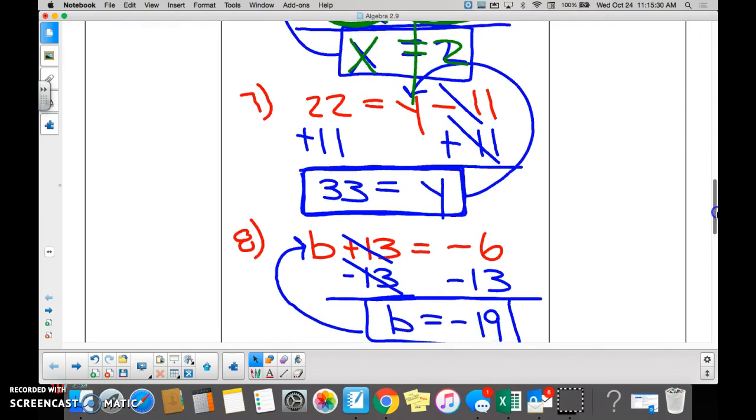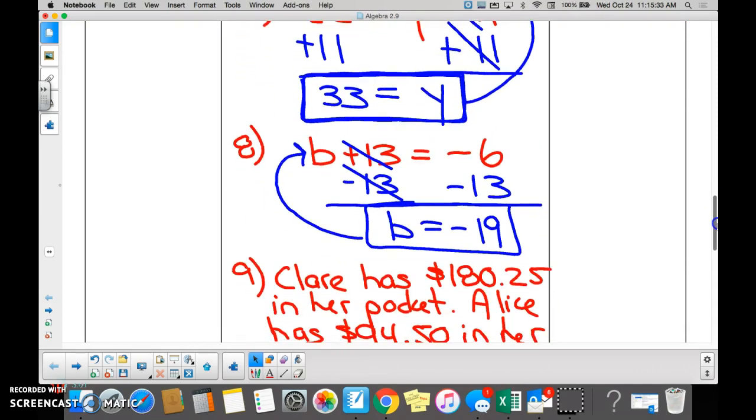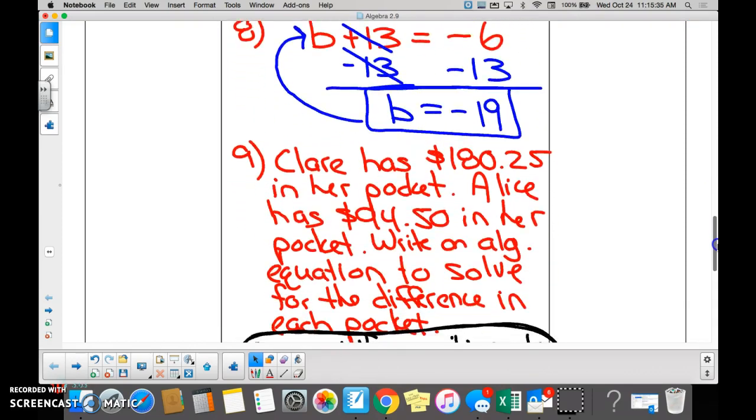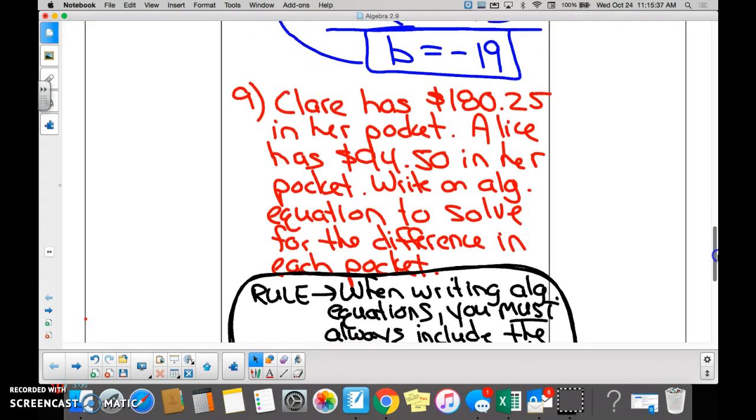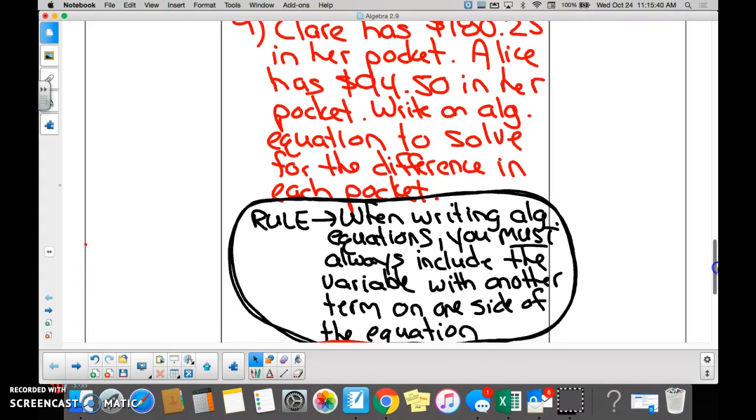Number 7 is very similar. Number 8 is very similar, using properties of equality. Number 9 was a word problem between Claire and Alice and how much money they each have in their pocket. I'll let you read that on your own.